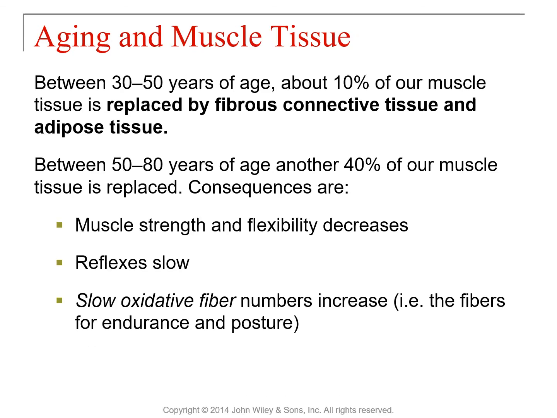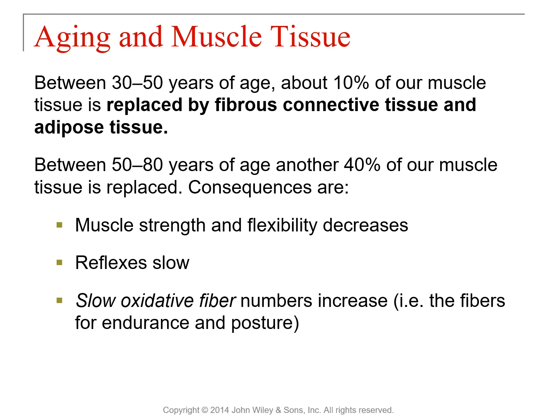As usual, we finish our chapters by looking at how aging affects the tissues of the system we are considering. So with respect to muscle tissue, as you enter those middle-age years, between 30 and 50 years of age, about 10% of your muscle tissue is actually replaced by non-contractile fibrous connective tissue and adipose tissue. You see it. As people age, their muscle tone decreases, they get a little more rubbery and flabby, and they decrease in muscle strength and endurance. As they age further, between 50 and 80 years of age, another 40% of muscle tissue is replaced. My goodness.